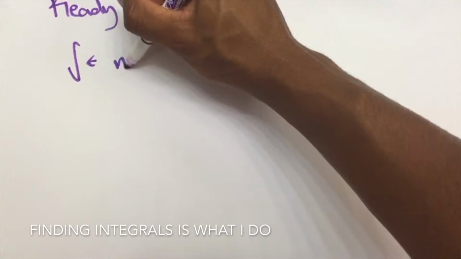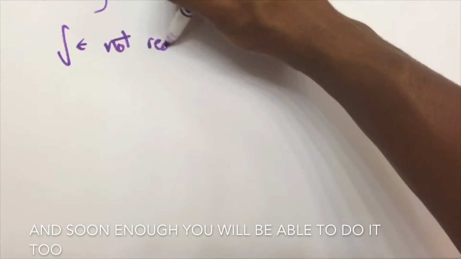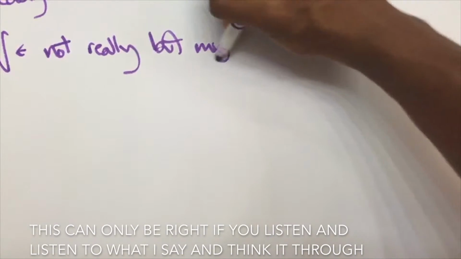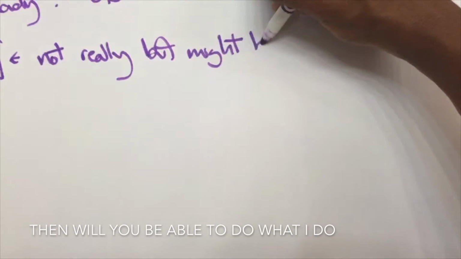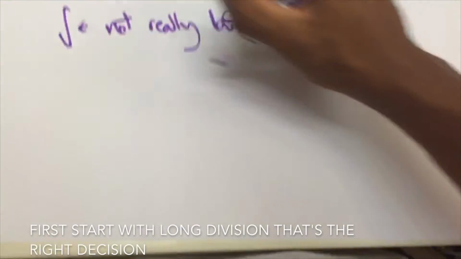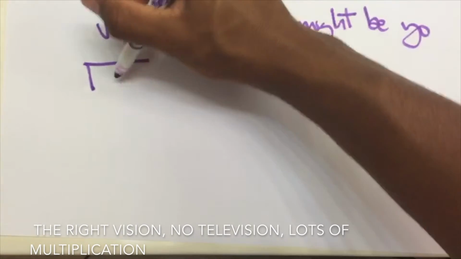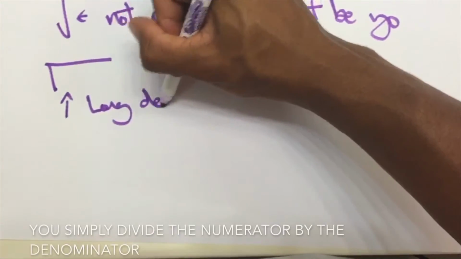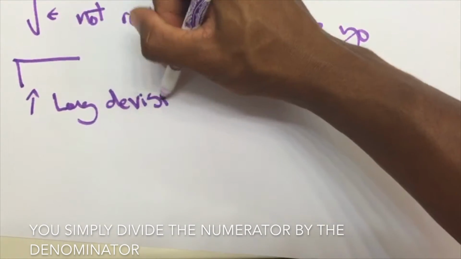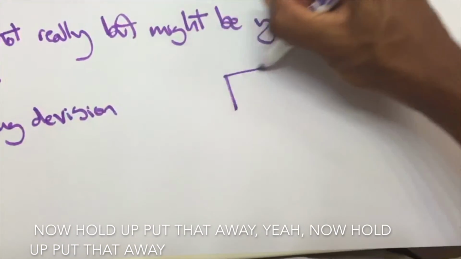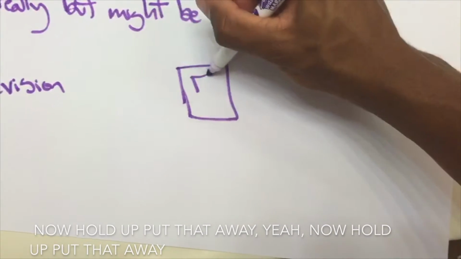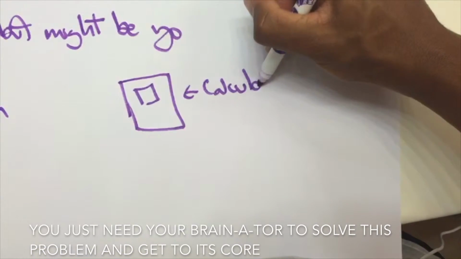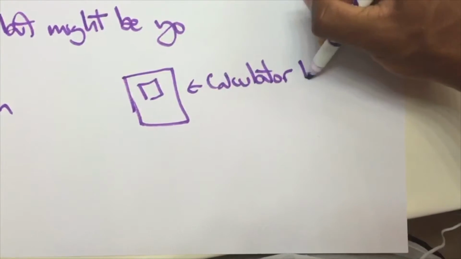Nico, finding integrals is what I do, and soon enough you'll be able to do it too. This can only be right if you listen, and listen to what I say and think it through. Then will you be able to do what I do. First I will divide, that's the right decision. The right vision, no television, lots of multiplication. No need for a tactician to solve this equation. You simply divide the numerator by the denominator. Now hold up, put that away. No need to calculate it, no need for Slater. You just need your brain to solve this problem and get to its core.